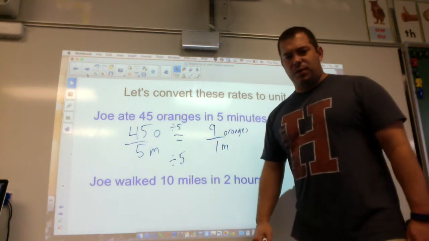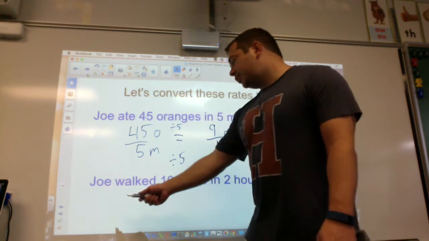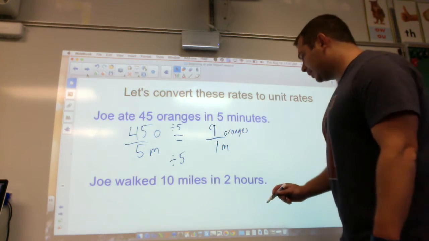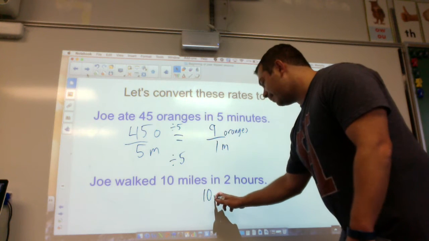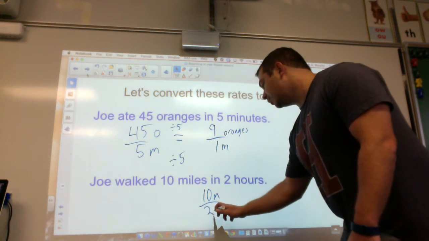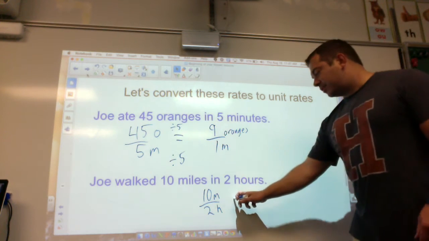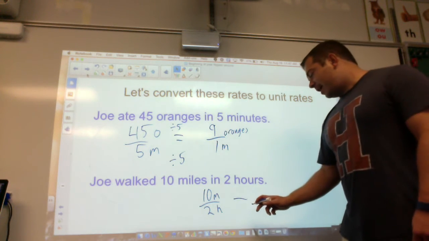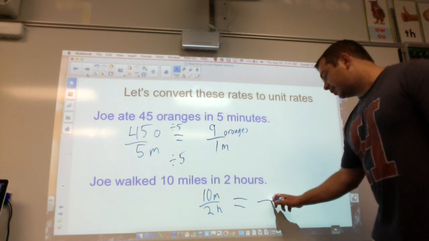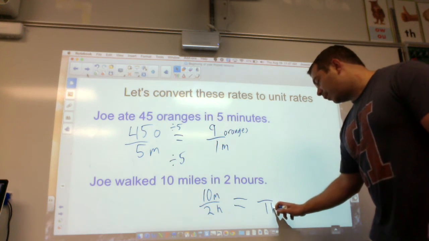Because I ate so many oranges, I had to do a little walking. Joe walked 10 miles in 2 hours. So that's 10 miles per 2 hours. Good for me. I have to turn it into a unit rate, so right away I'm going to make that equal sign and turn this into 1 hour.